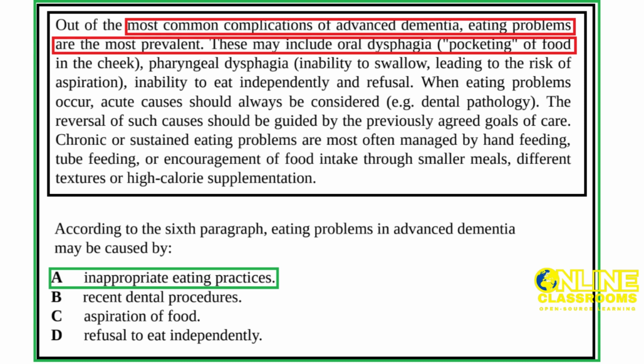in advanced dementia. Given that options B, C, and D are all mentioned in the paragraph as valid causes or considerations for eating problems in advanced dementia, and option A is not mentioned, the correct answer is option A. Let's look at the next question.